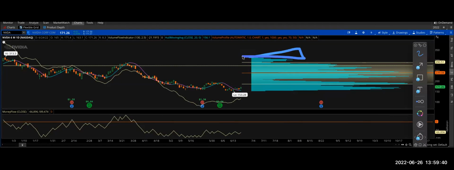This is where all the retail bought up here and they're trying to get out, right? This is all overhead supply. NVIDIA has to bust through all of this to be able to spring free and make major moves. This is all overhead hanging supply. Nobody wants to buy that, right? It's all retail. They bought at the top right over here, right?